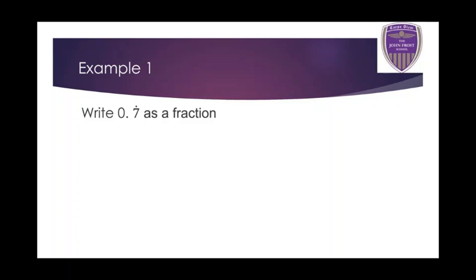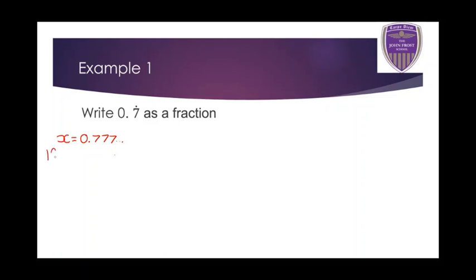And to do this, we're going to have to use a little bit of algebra, okay? So first of all, I'm going to let the letter x be equal to 0.7 recurring, okay? And just to remind you, 0.7 recurring is 0.7, and the 7 repeats infinitely, okay?